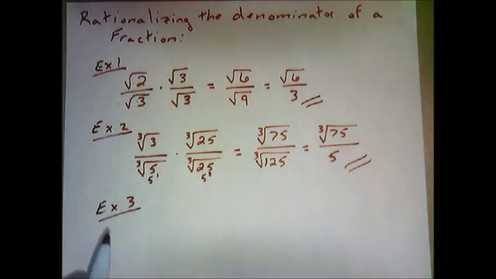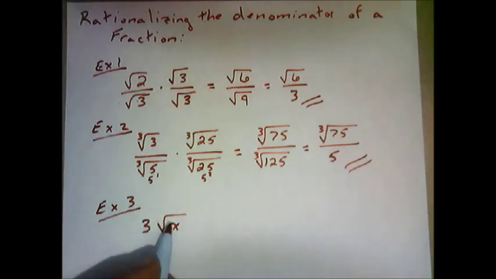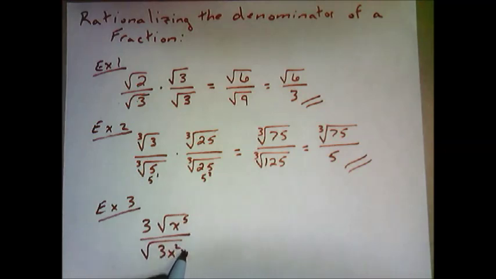In example 3, let's go ahead and look at a little more complicated example. Say we have 3 times the square root of x to the 5th, and let's divide it by the square root of 3x squared y.